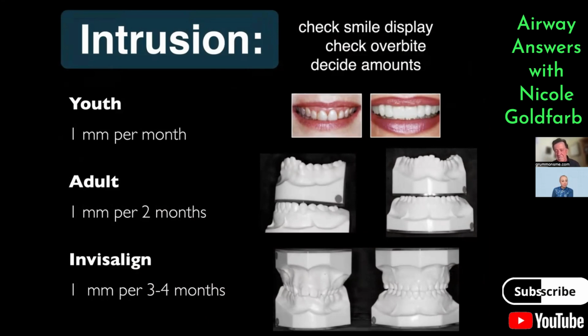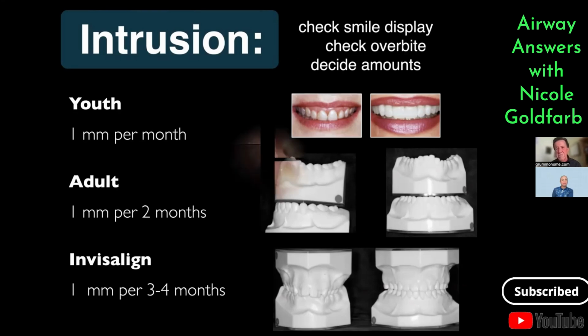The models on the top side are showing the same case with the front teeth tall and then the front teeth brought down to become level, and then the smile developed. With Invisalign, we get about 1 millimeter every 3 to 4 months. It goes slower, but we can definitely intrude with the aligners as well.